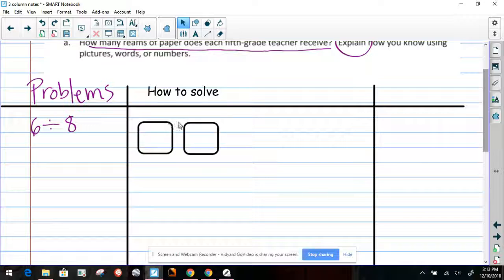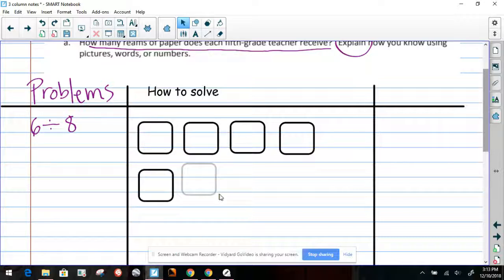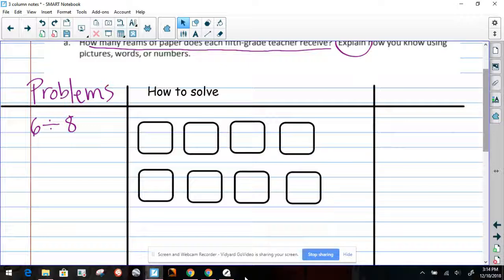2, 3, 4, 5, 6, 7, and 8. There you go. No, wait, it's only 6, my friends. What am I thinking? There you go, it's 6. Okay, now we have those.